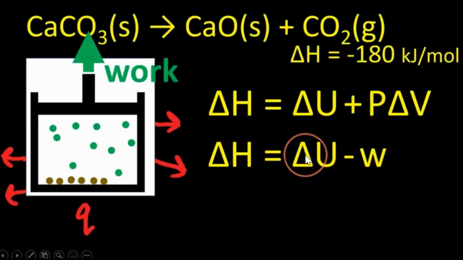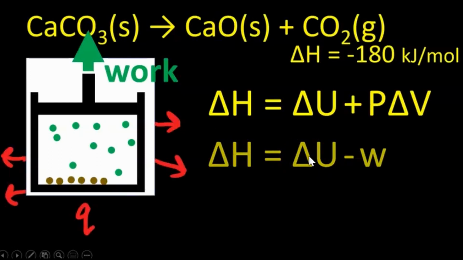So what's happening to the internal energy is, well, this is negative. Work is negative because the system's losing energy as work. So work is negative. That makes this whole thing positive. If we move it to the other side, it's negative. That means the change in internal energy is going down.